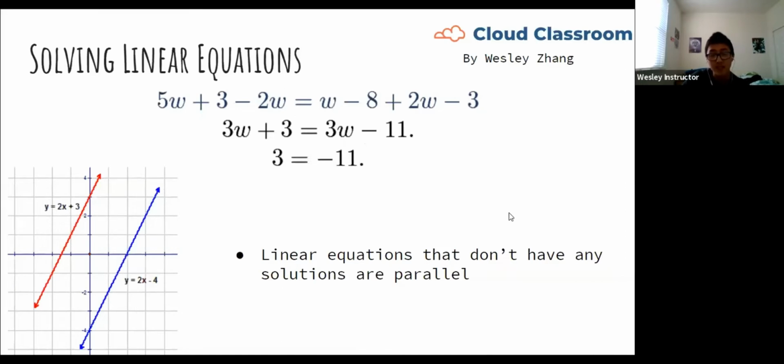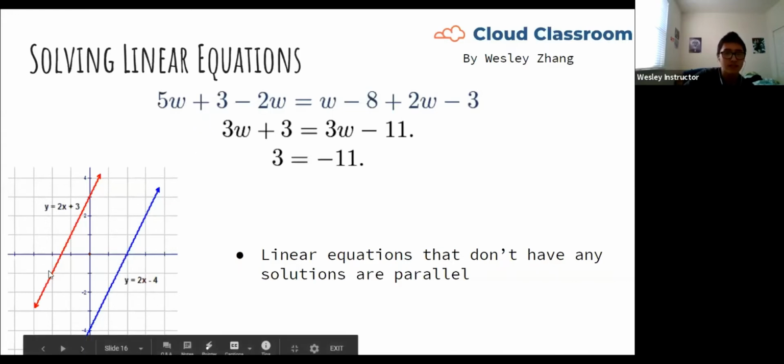We didn't make any mistakes here, but when you see this, it means there are no solutions, because 3 obviously does not equal negative 11. So this statement is false, and this equation will never be equal for whatever you plug in for W.